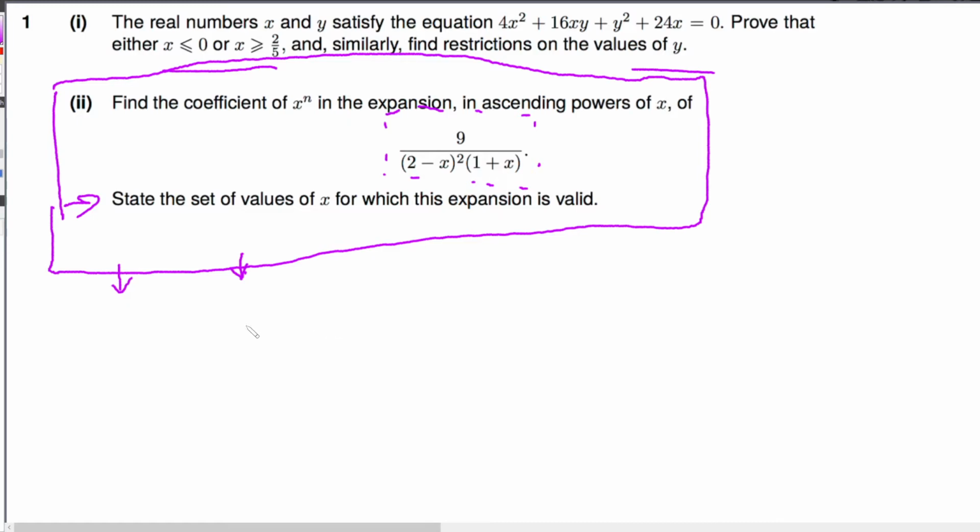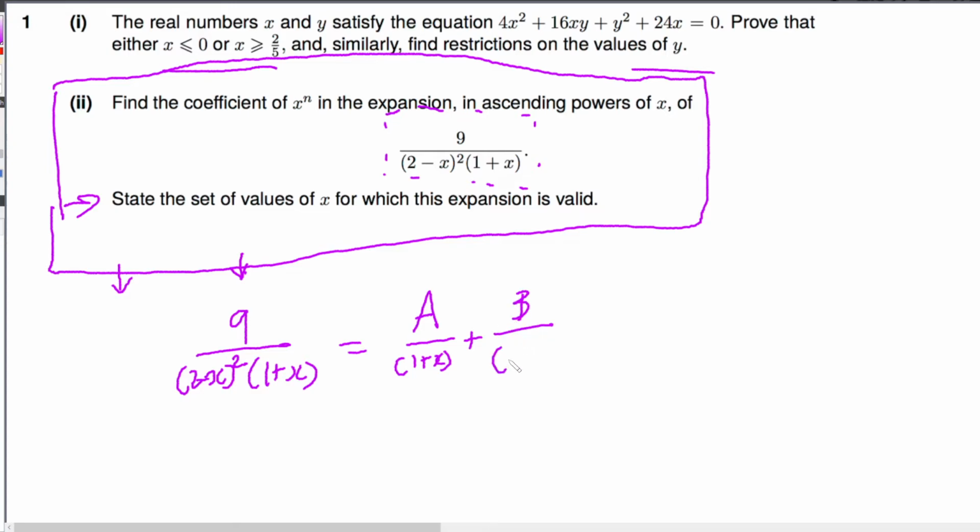And the reason people might want to do this kind of decomposition can vary from it being easier to integrate to wanting to expand something like this, like we're about to do here. So say that 9 over (2 minus x) squared times (1 plus x) were equal to some constant a over 1 plus x plus some constant b over (2 minus x) squared plus some constant c over (2 minus x) to the power of 1.